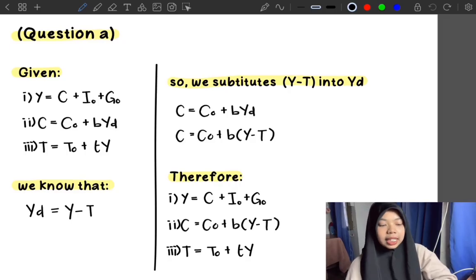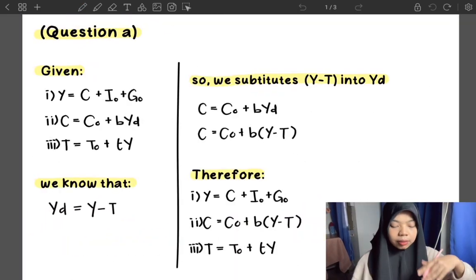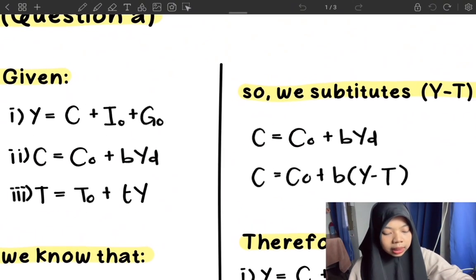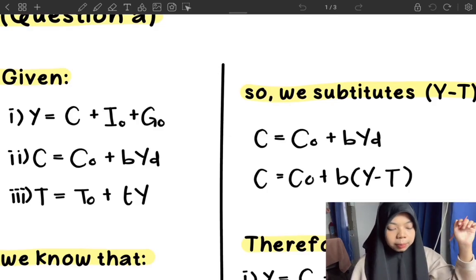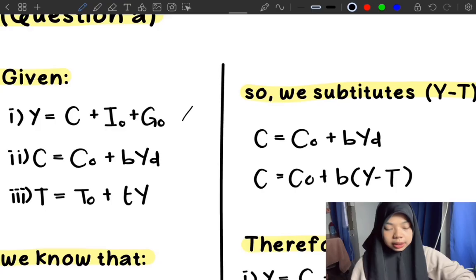But first, let's see question A first. Question A, we are given three equations. First, we have y equal to c plus I naught plus g naught. Okay, that's for the first one. For the second one, we have c equal to c naught plus byd. Third, we have t equal to t naught plus ty.